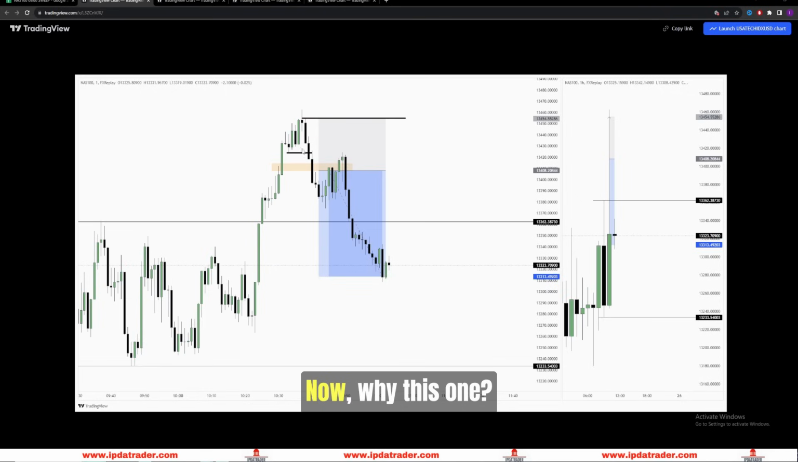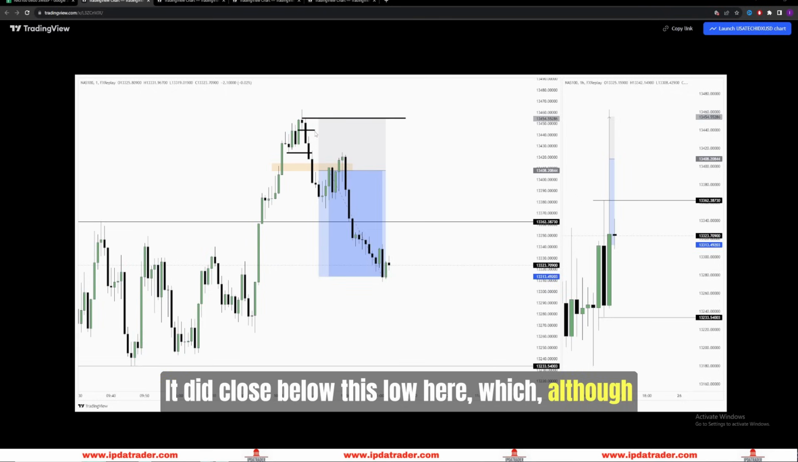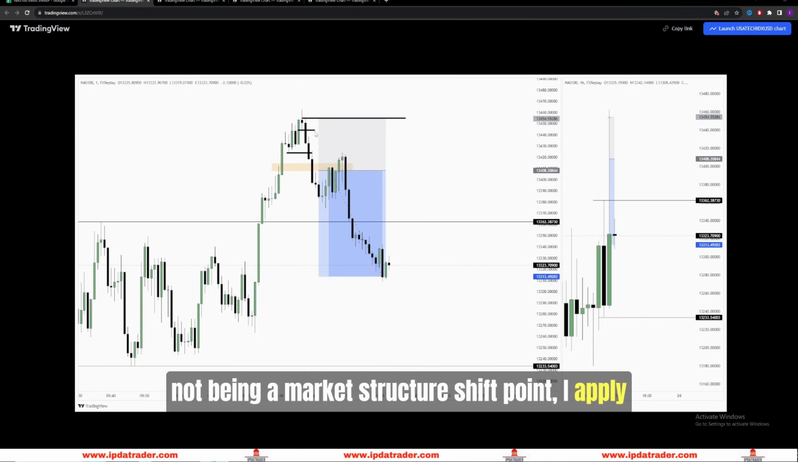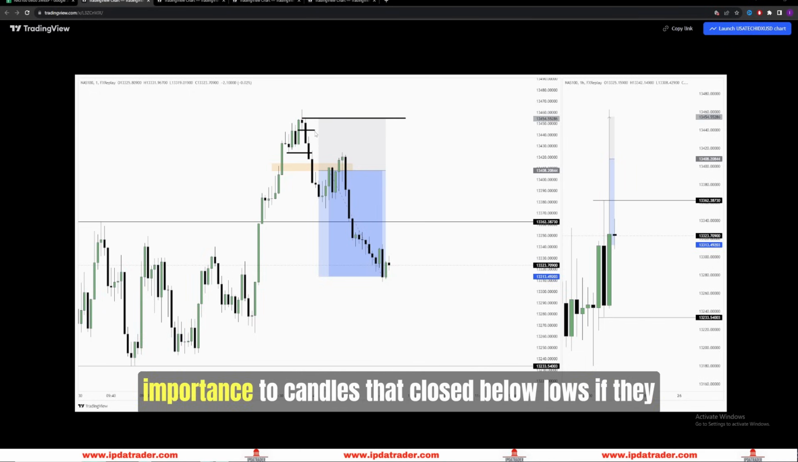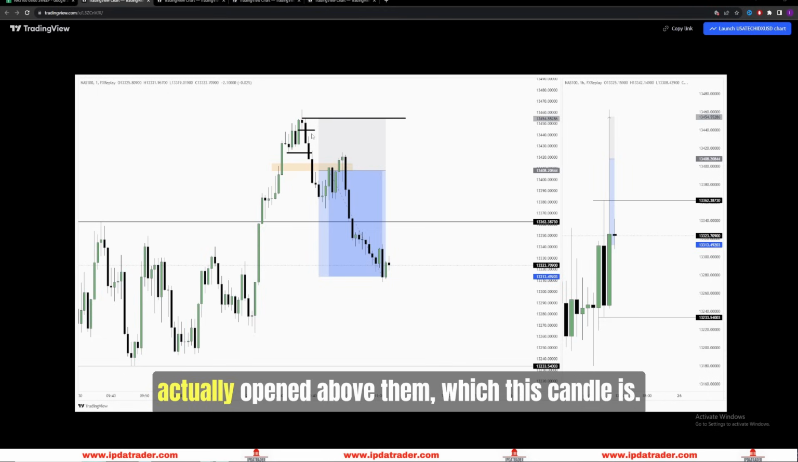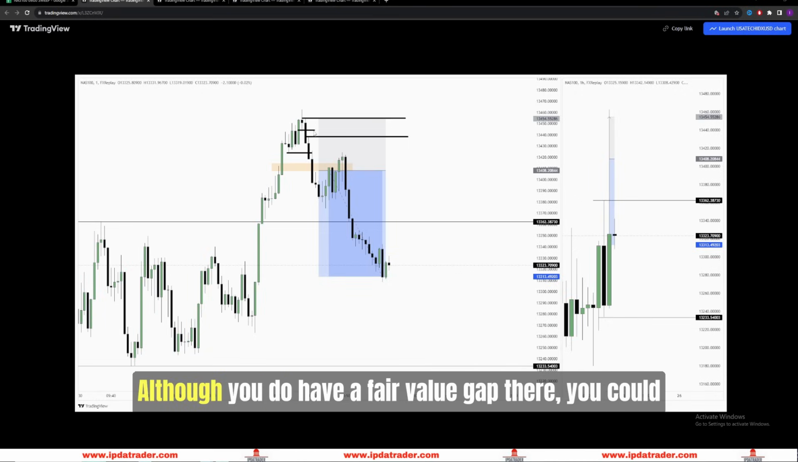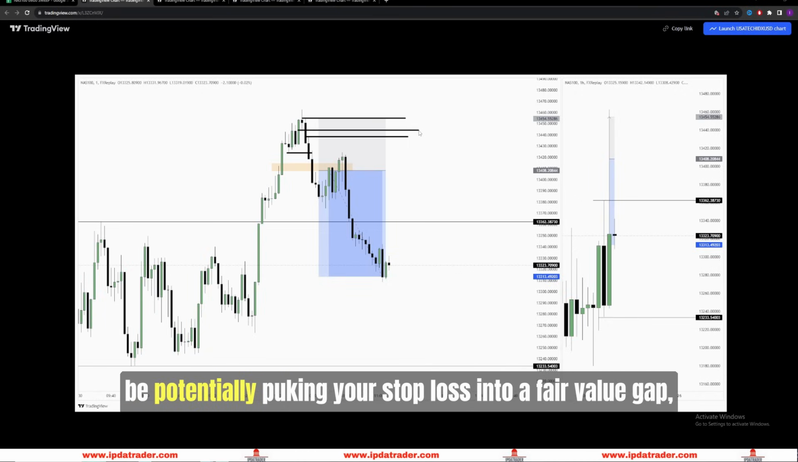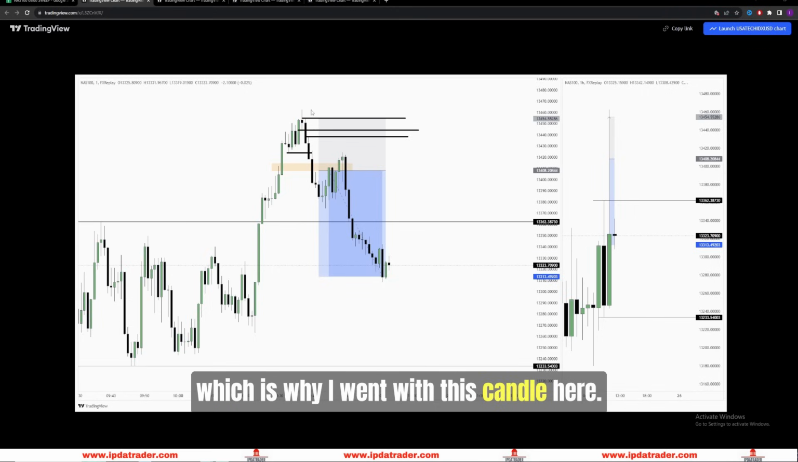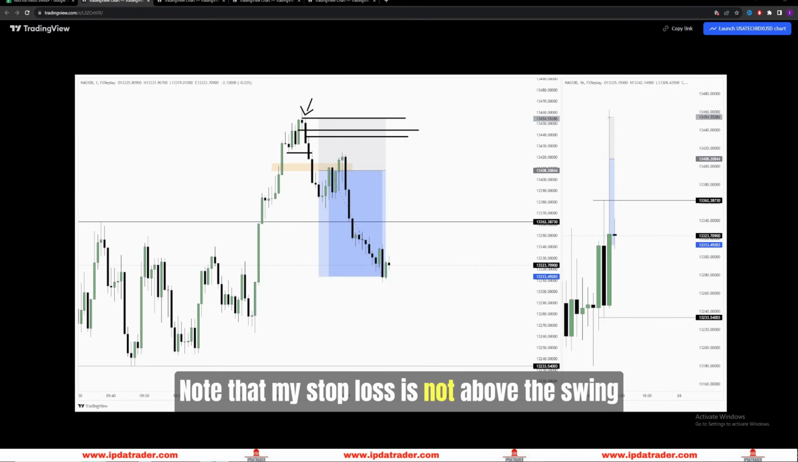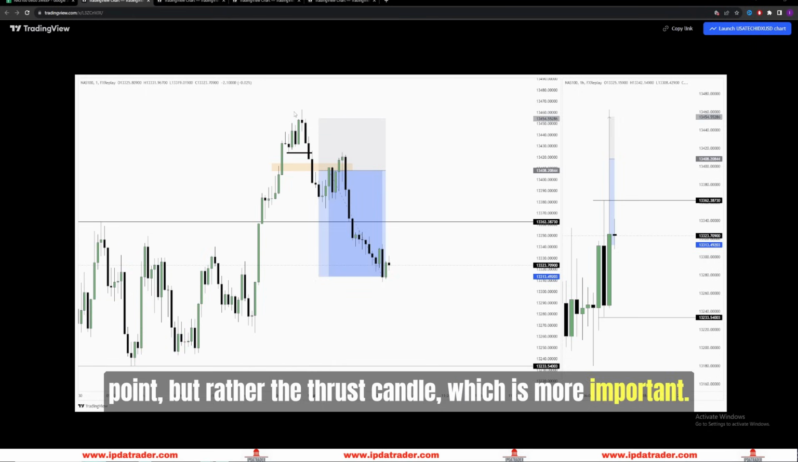Now, why this one? It did close below this low here, which, although not being a market structure shift point, I apply importance to candles that closed below lows if they actually opened above them, which this candle is. But I wouldn't have said that placing your stop here would have been a wrong idea. Although you do have a fair value gap there, you could potentially be putting your stop loss into a fair value gap, which is why I went with this candle here. Note that my stop loss is not above the swing point, but rather the thrust candle, which is more important.